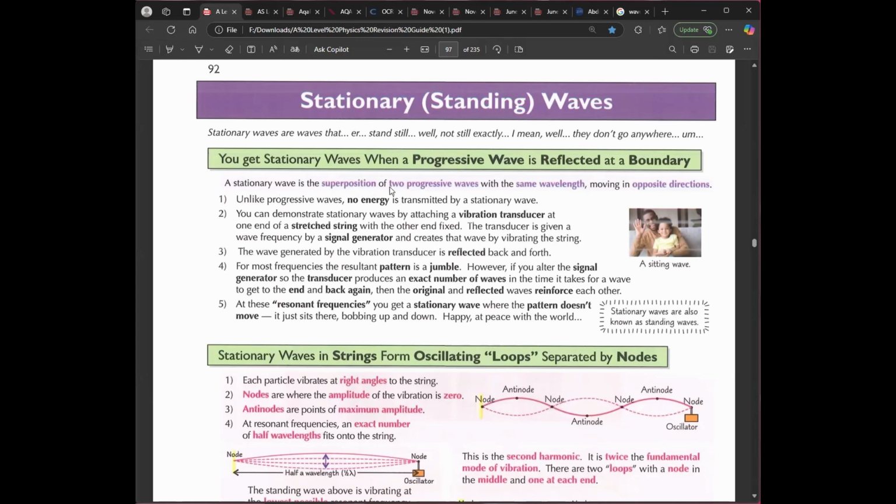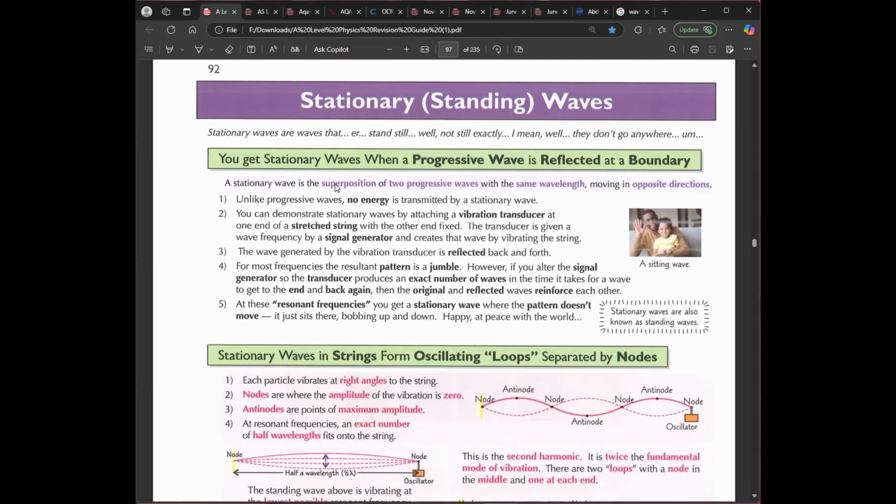A stationary wave is the superposition of two progressive waves. So one incident, the other one is the one that is being reflected back. So they actually interfere with each other. They are traveling in the opposite direction, and there's some superposition happening. When superposition happens, there is interference. So this phenomenon that is made using those two is basically stationary waves. So you get stationary waves when a progressive wave is reflected at a boundary.